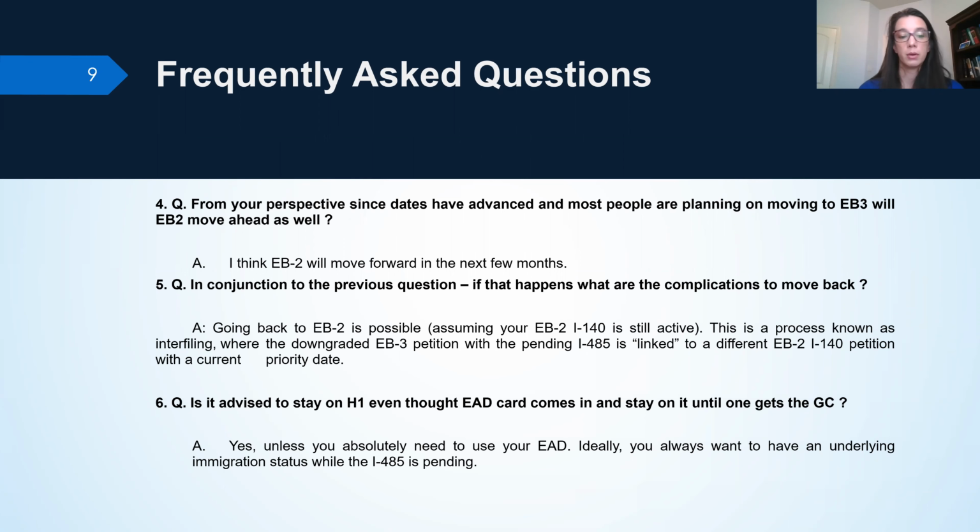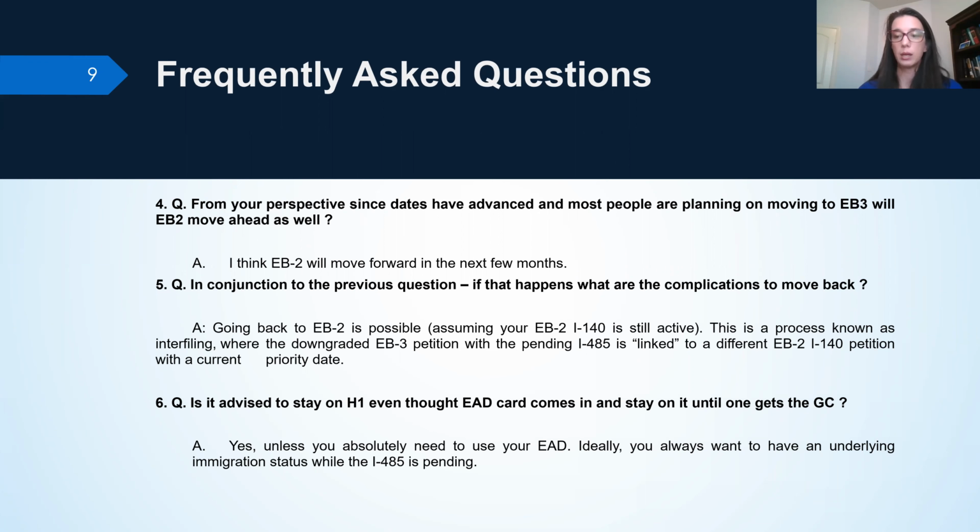So this is a process known as interfiling, where the downgraded EB3 petition with the pending I-485 is linked to the different EB2 I-140 petition with a current priority date. So basically, that's in a nutshell how that process works.